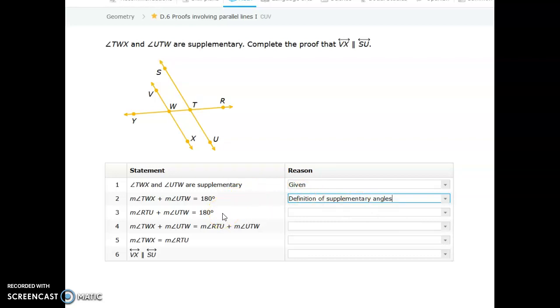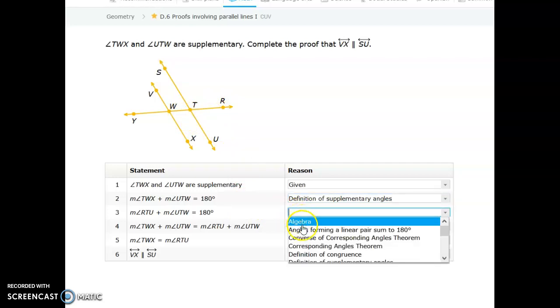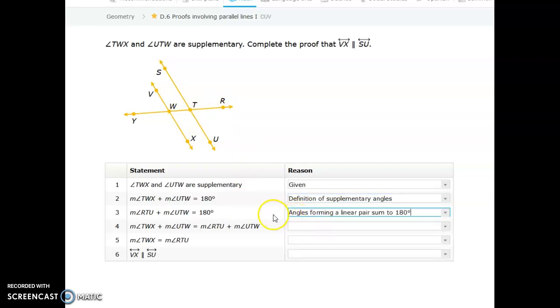Okay, let's go to the next one. The next one says the measure of angle RTU plus the measure of angle UTW equals 180. RTU and UTW equal 180. Well, I can see that they equal 180 from the figure because they make a straight line. Whenever angles are linear pairs and form a straight line, we know that they add up to 180. So our reason for this one is going to be angles forming a linear pair sum to 180.